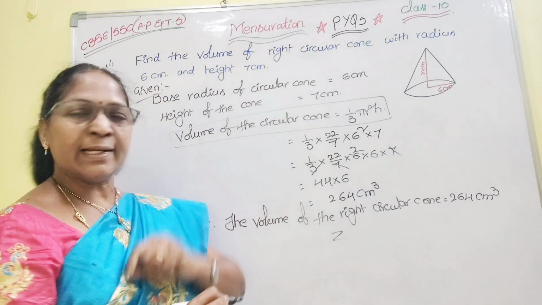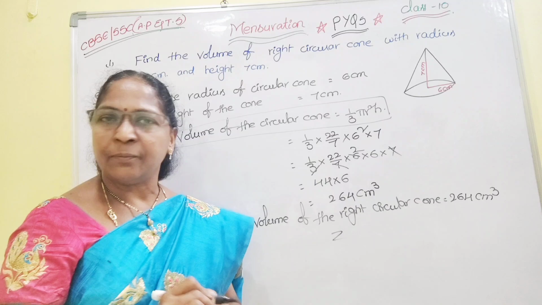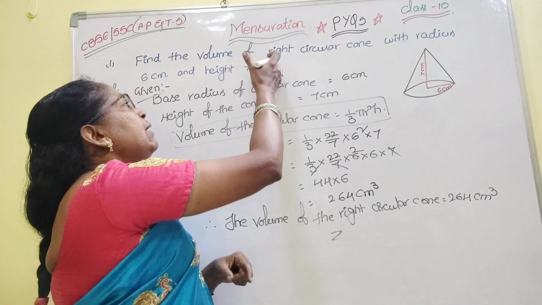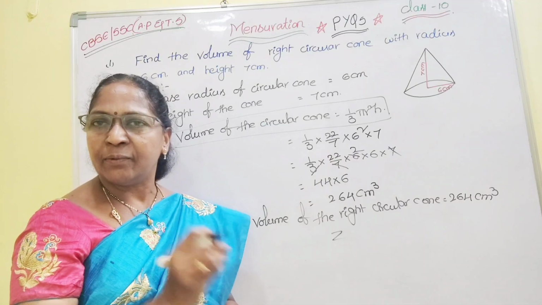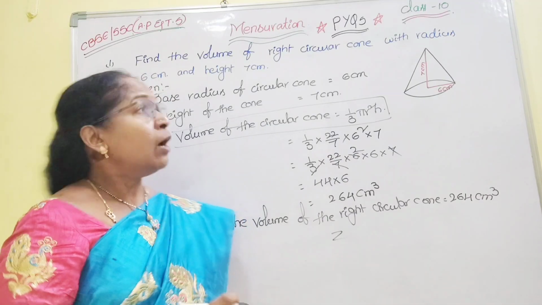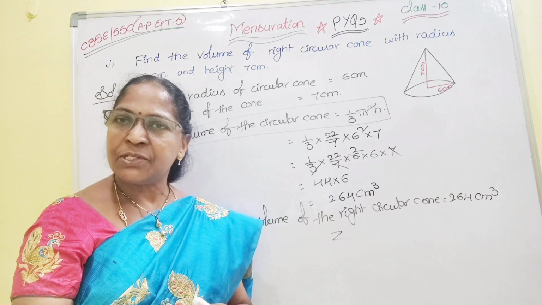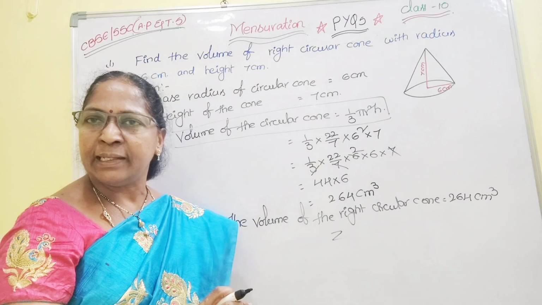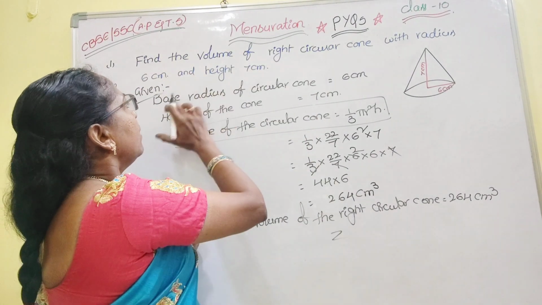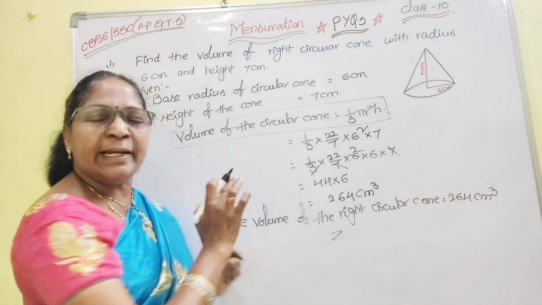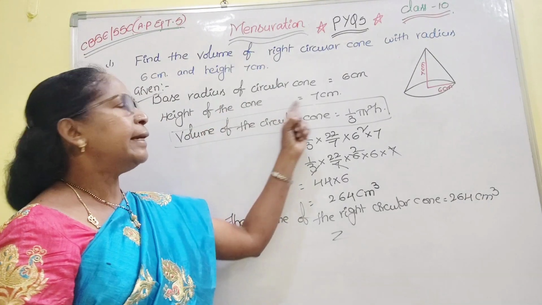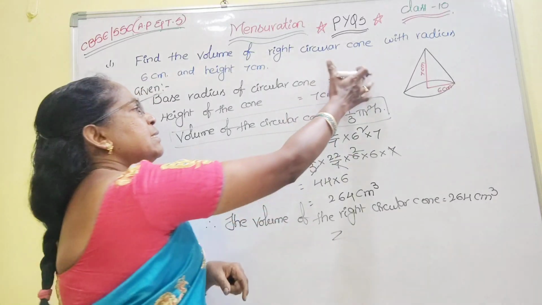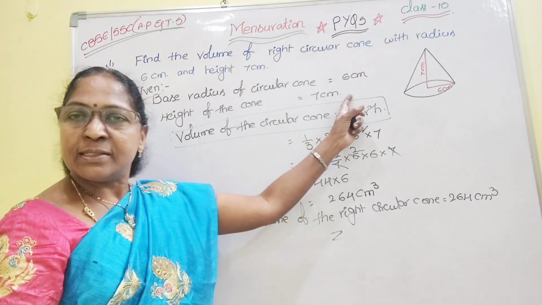So try to understand. Later, what you have to do? Write down the given points. Given points are nothing but whatever the values are given, the given data. Whatever the values are given in the question, you have to write down clearly. So what is given here? The radius of the circular cone as well as the height of the cone are both given. Both you have to write down. Yes, given data, this is completed. Till this you will get some marks.